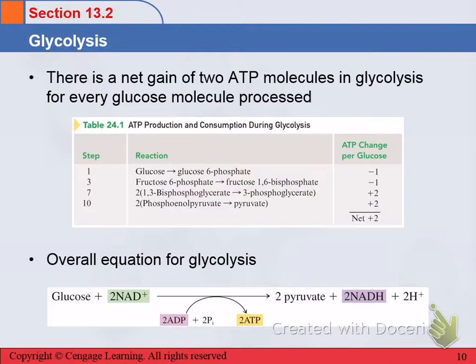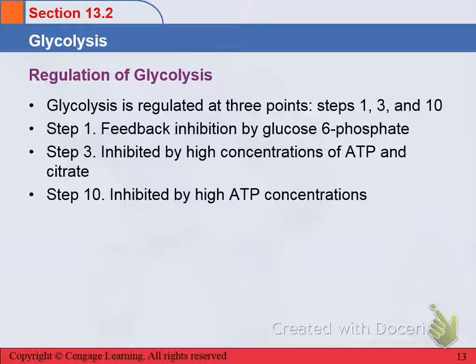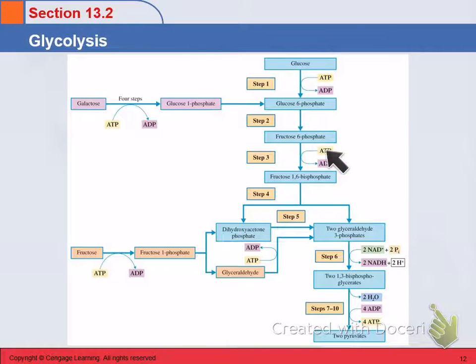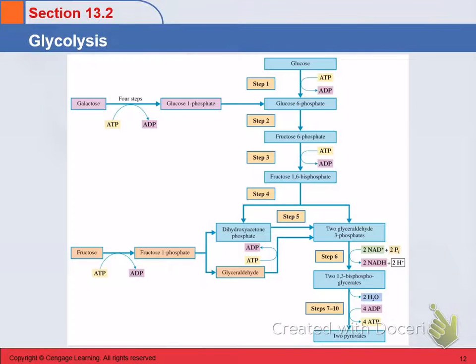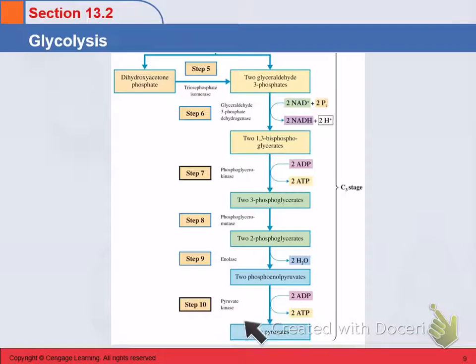And it also happens later on in step 3. Remember, what you're doing in step 3 is you're using ATP here, right? So if there's a lot of ATP present, it turns out it inhibits that enzyme. So high ATP inhibits the use of that enzyme. High ATP also inhibits step 10. So if you go to step 10, which is down here somewhere, here, this is also inhibited by high ATP concentrations, okay? So the key steps are 1, 3, and 10. 3 and 10 are inhibited by ATP. 1 is inhibited by glucose 6-phosphate.